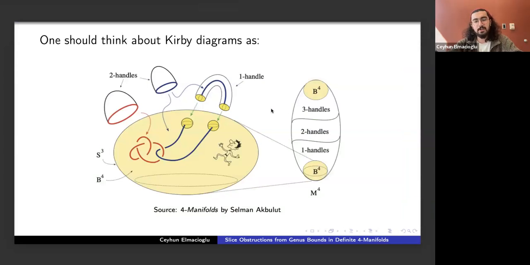But to give a very quick recap of how these Kirby diagrams work, the idea is every 4 manifold can be constructed from a four ball, and you take a four ball, you attach these things called handles, 1 handles, 2 handles, 3 handles, and 4 handles. And the important thing is that 2 handles are attached along knots on the boundary of B4, which is S3, which is very similar to R3. So what we're doing is basically we're playing with these knots in S3, and there are some moves for them, which I'll talk about soon, and that way we can study four manifolds.